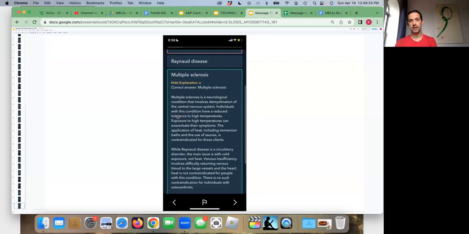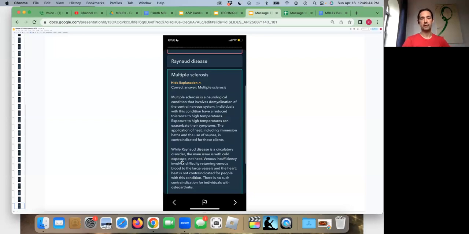Individuals with this condition have a reduced tolerance to high temperatures. Exposure to high temperatures will exacerbate their symptoms. The application of heat, including immersion baths and the use of saunas, is contraindicated for these clients. While Raynaud's disease is a circulatory disorder, the main issue is with cold exposure, not heat. Another piece of information to try to remember.